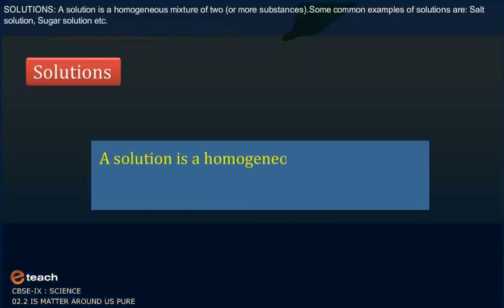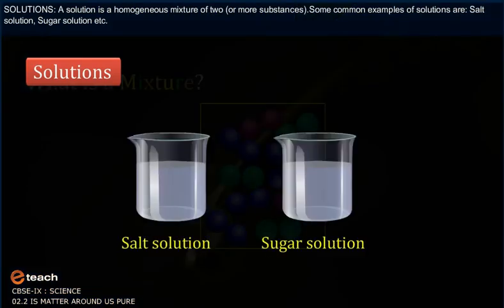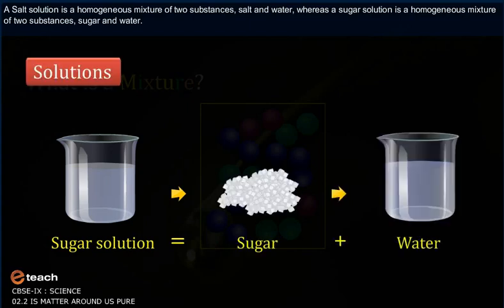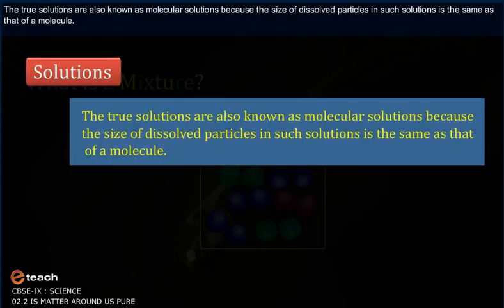Solutions. A solution is a homogeneous mixture of two or more substances. Some common examples of solutions are salt solution and sugar solution. Salt solution is a homogeneous mixture of two substances, salt and water, whereas sugar solution is a homogeneous mixture of two substances, sugar and water. True solutions are also known as molecular solutions because the size of dissolved particles in such solutions is the same as that of a molecule.